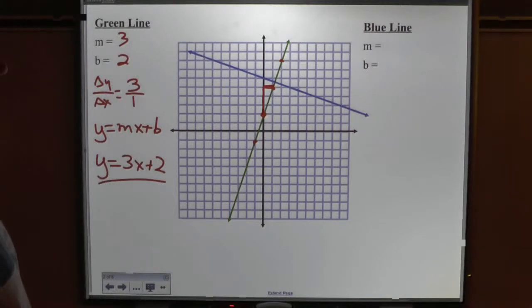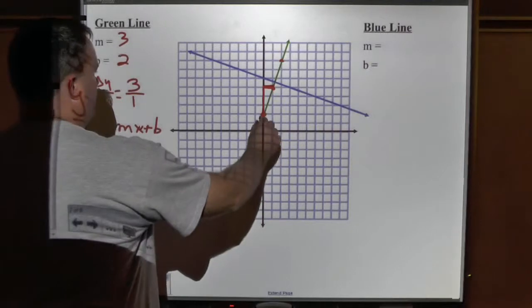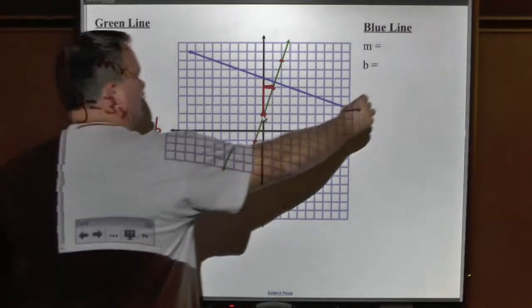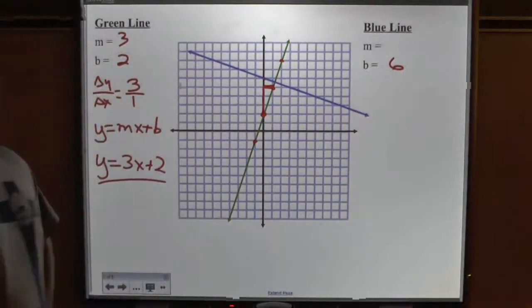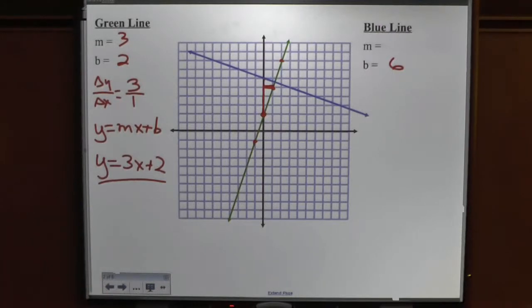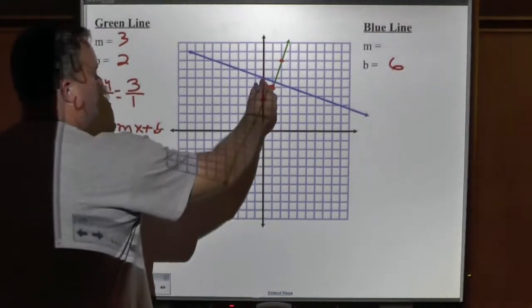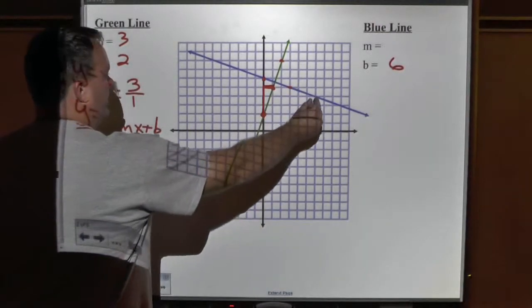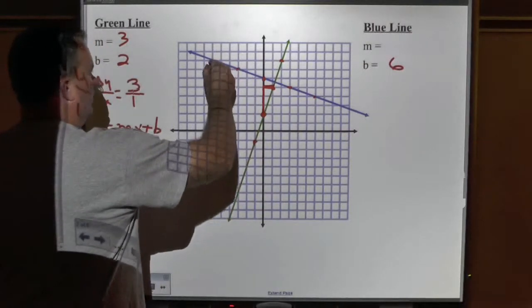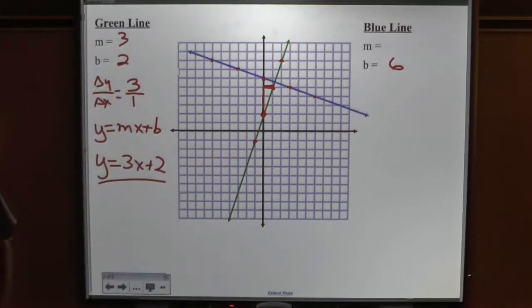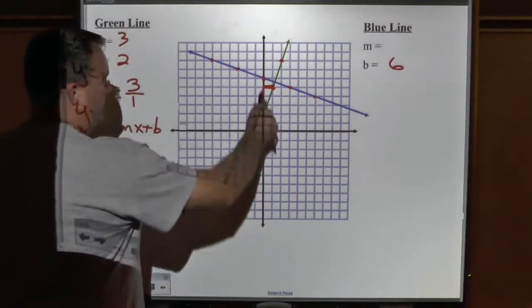For the next one, y-intercept: 1, 2, 3, 4, 5, 6. Y-intercept (0, 6). We got a point there. We got another point over there, another one over here. They're all over the place. We just need 2 points on that line. We can choose this one and this one.